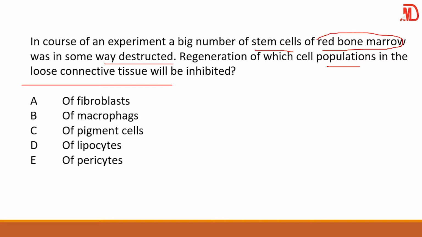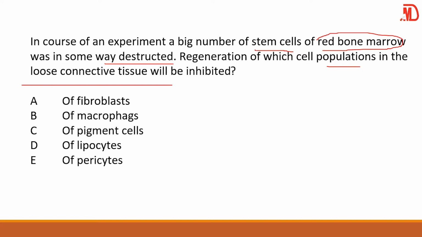So you ask yourself, if the stem cell is destroyed, looking at the options, which one of them is a blood cell? Your answer will be macrophage, because macrophage is the same as monocyte, and monocytes are part of the blood cells. When we talk about blood cells, we're not referring to just RBCs. We have RBCs, we have WBCs, we have platelets.